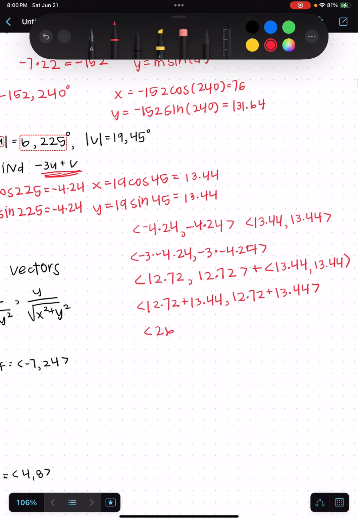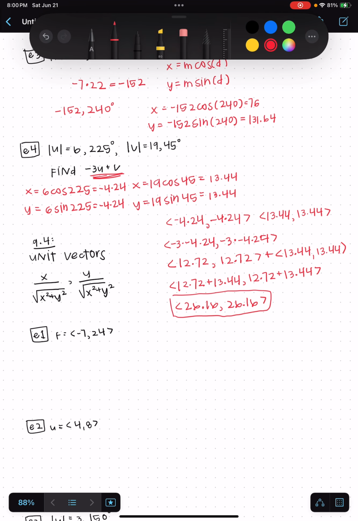So 26.16, oh, sorry, comma 26.16. That is my final vector in component form. So it was a lot of writing, but not terrible math. The biggest thing is that you have to be able to plug them into your calculator. Okay, so that's the end of 9.3. Now let's do 9.4. If you need to pause the video, go ahead and do it now.